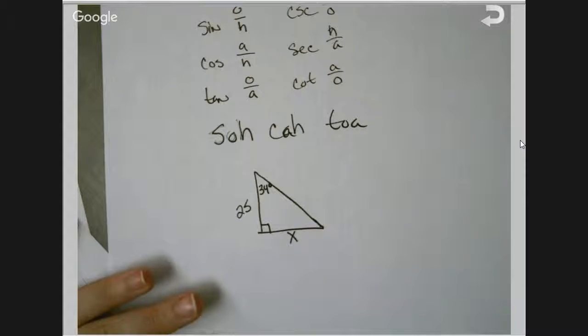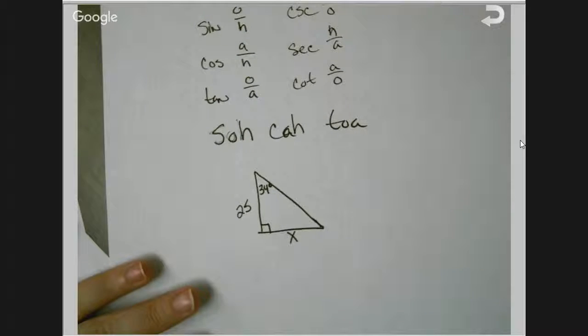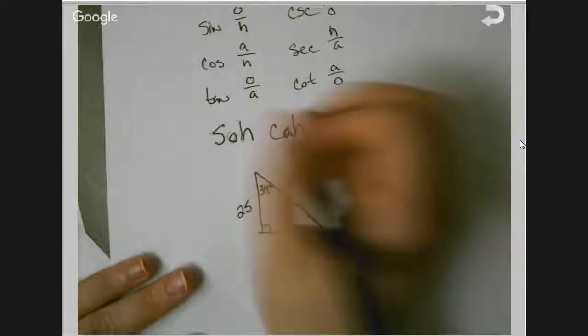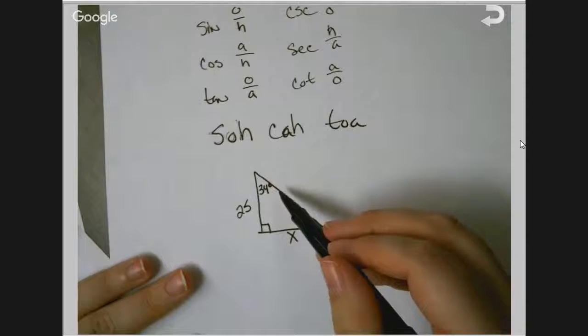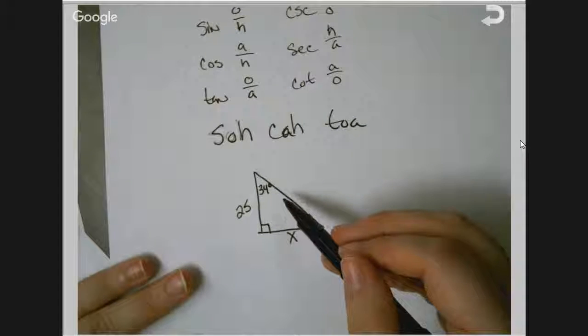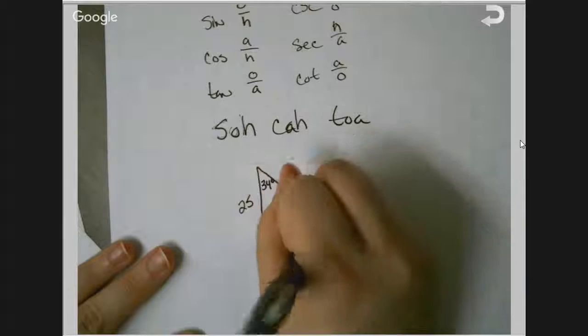You have to look at it and say, I need to figure out which one I can use, but I have to figure out what I have and what I need to know. Okay, so I know 34 degrees, I know 25, and I need x. Using 34 degrees, so this is the angle that we're using. What is x compared to 34? Opposite, adjacent, or hypotenuse? It's opposite.